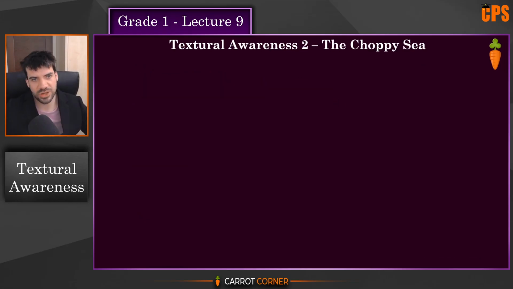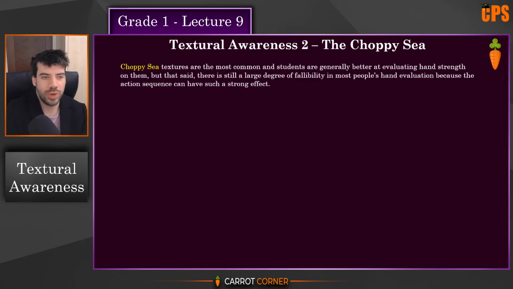Let's move on. Let's talk about choppy Cs now. So as we said, choppy C textures are the most common. Students are generally a bit better at evaluating these because they are common and you're just used to them. They provide the set of circumstances relating to how difficult or easy it is to connect with a flop, turn, or river that we're more used to. So therefore there are fewer mistakes in people's hand evaluation, but there are still mistakes because the action sequence in particular positions, that kind of thing, can have such a big effect on relative hand strength.